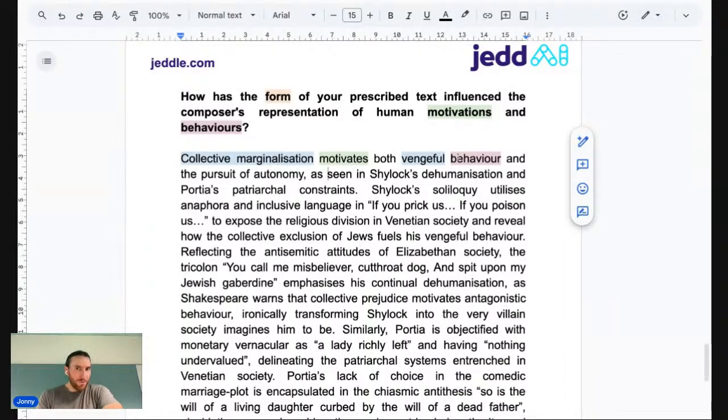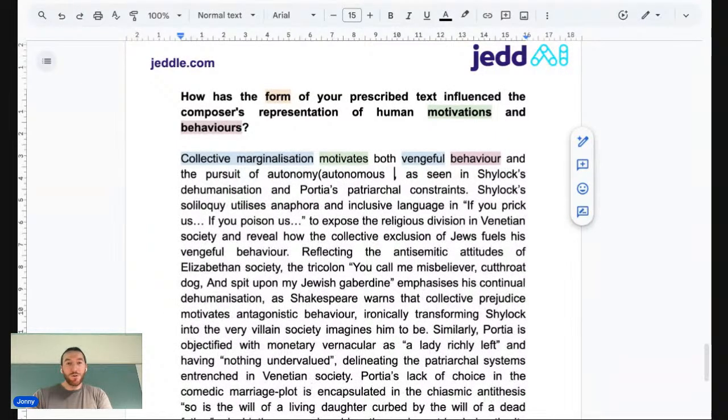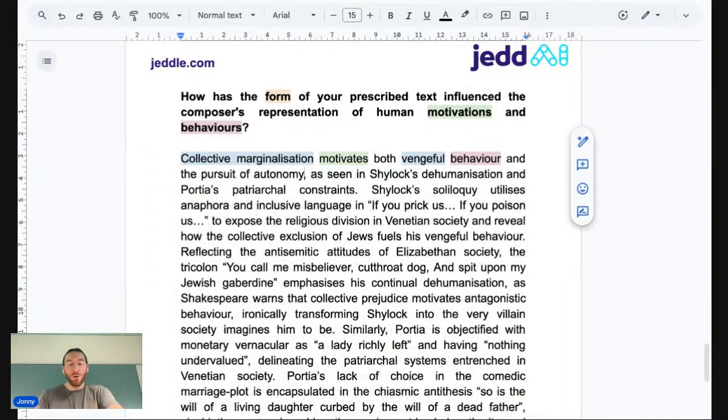Okay, so two types of behavior, I guess you're saying. Vengeful behavior and autonomous behavior. Both vengeful behavior and the pursuit of autonomy. You could go both vengeful and autonomous, and you might say maybe that's paradoxical, maybe it's not, but have a think whether that would work, because this pursuit of autonomy is a type of behavior as well. Now you're probably asking, isn't that repetitive? Isn't that a bit much? Well, it's rare to do too much answering the question, but let's think about it for a second.